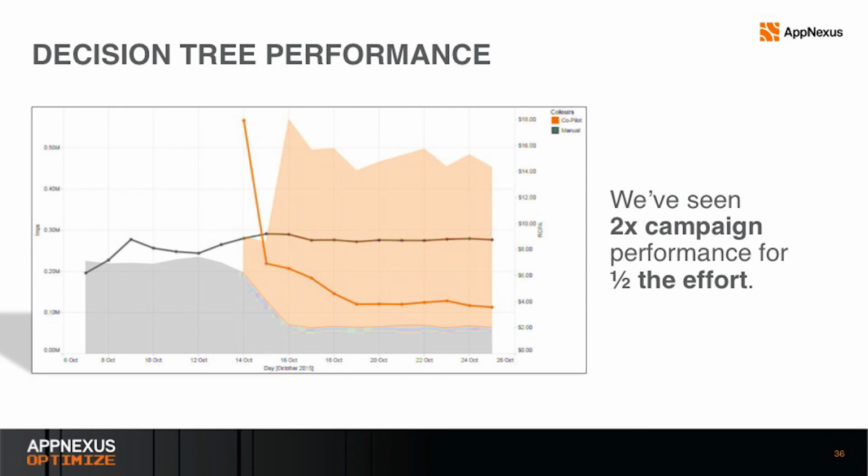Here's what we've seen in terms of performance on these new trees. And I love this graph because it speaks to a great success and a new emerging problem. The CPA costs, this orange line, for a Copilot-driven campaign versus a manual campaign are outstanding. It costs us a lot less to get conversions using this strategy. The shaded area is how many impressions we served.